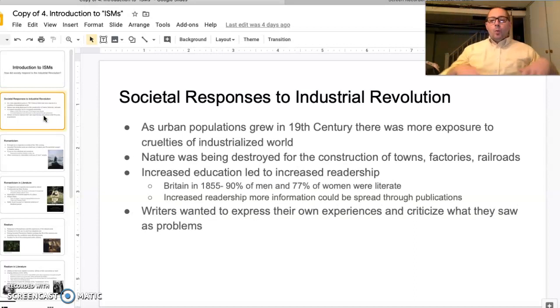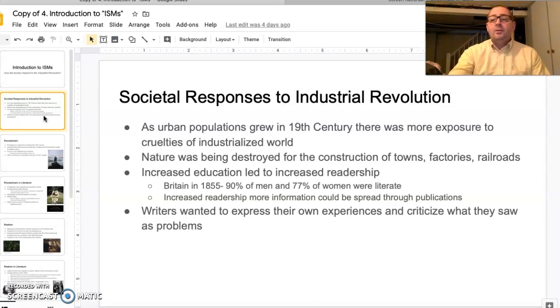So why is society responding in these ways to the Industrial Revolution? Well, it's largely because populations are growing in the 19th century. Populations are expanding and there are more people living in urban environments. And naturally, people are going to want to respond to the terrible things that they are experiencing. So what you have happening as a result is you have writers and public intellectuals, academics, professors at universities coming together and starting to criticize the things that they are doing.